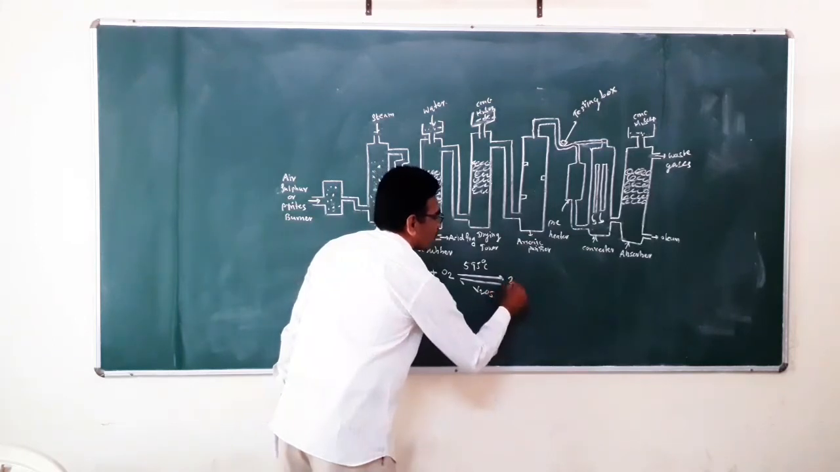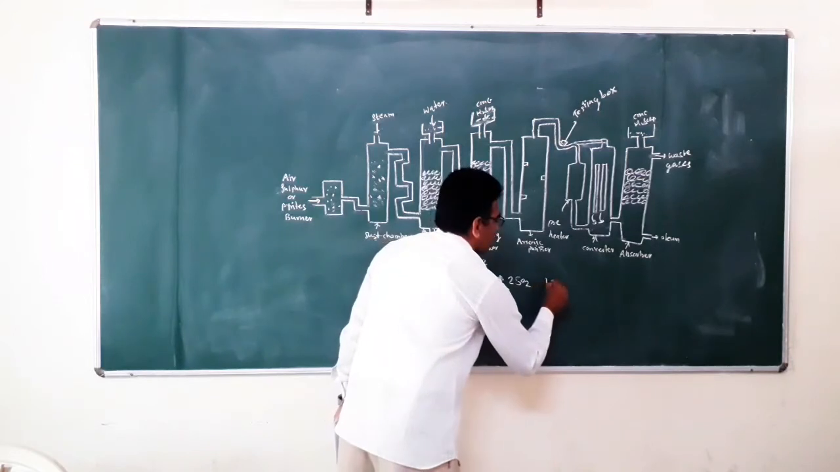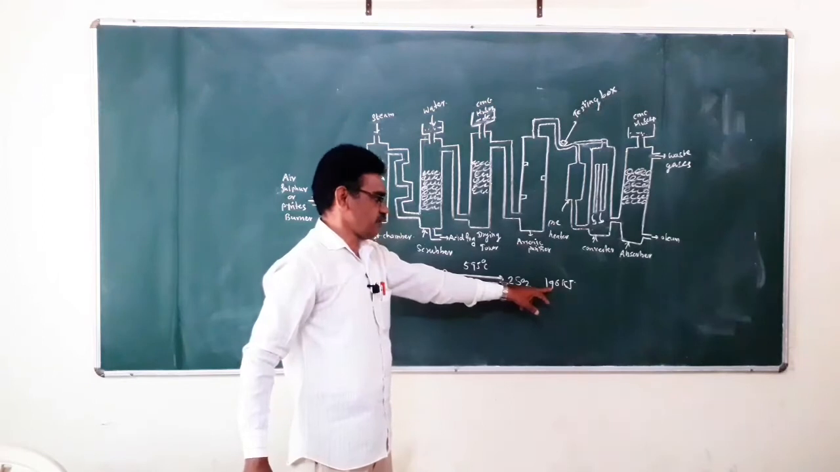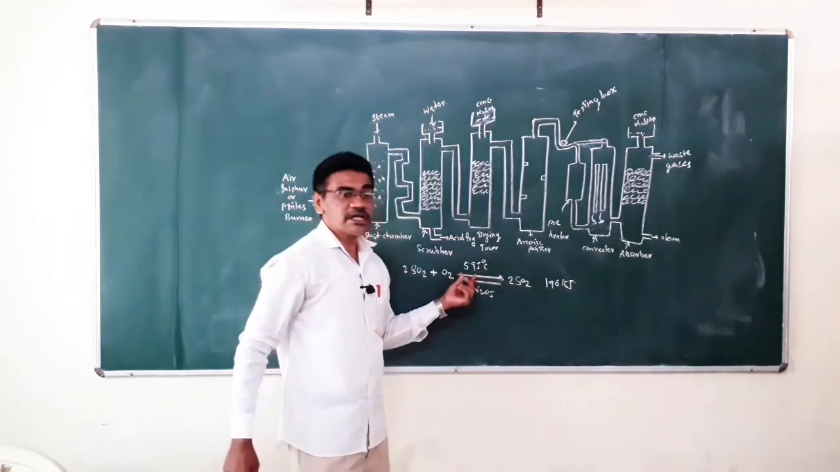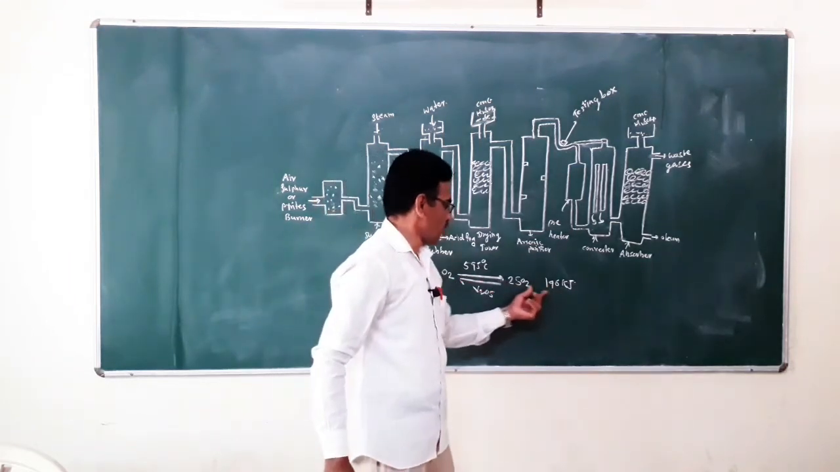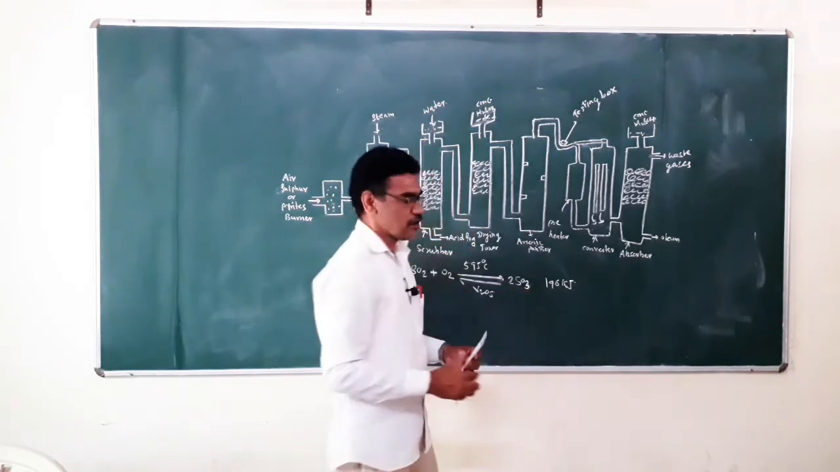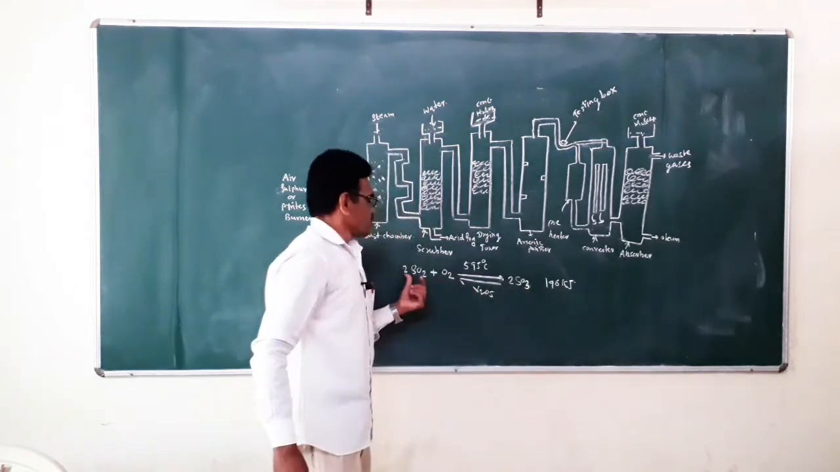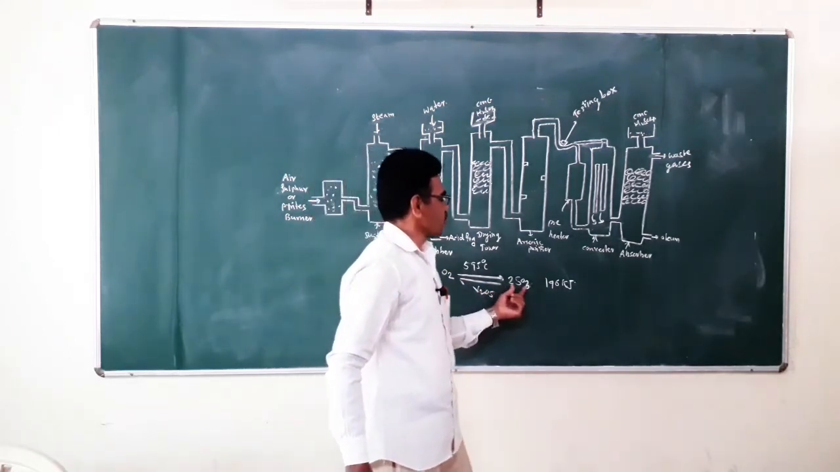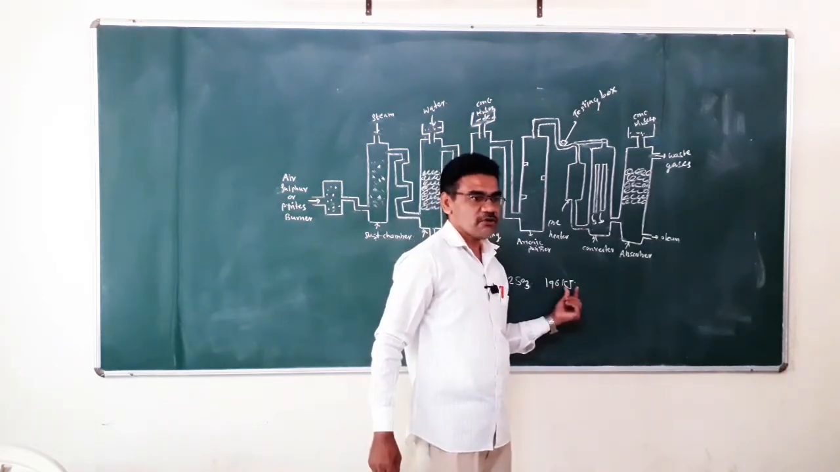We get two molecules of SO3 with energy of 196 kilojoules. This much amount of energy is evolved in this step. Now this is a very difficult step, and this is an exothermic reaction. Production of sulfur trioxide takes place here. Sulfur dioxide oxidizes in the presence of vanadium pentoxide to produce sulfur trioxide with 196 kilojoules. This much amount of energy is evolved.